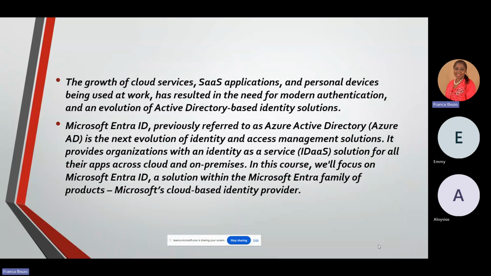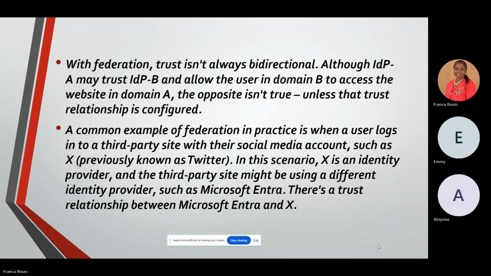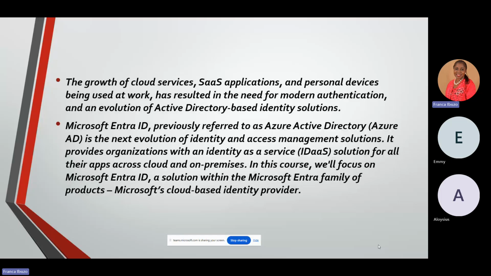So the growth of cloud services, we talked a bit about SaaS, PaaS, and IaaS. So the growth of cloud services, SaaS applications, and personal devices being used at work has resulted in the need for modern authentication and an evolution of Active Directory-based identity solutions.